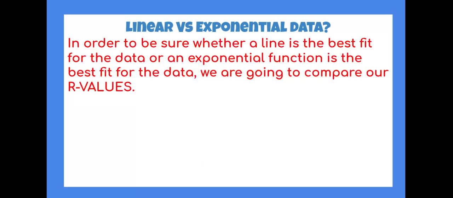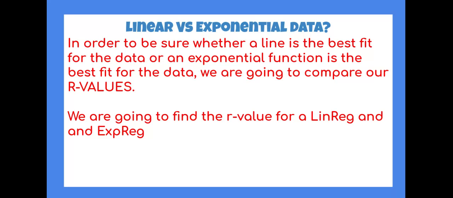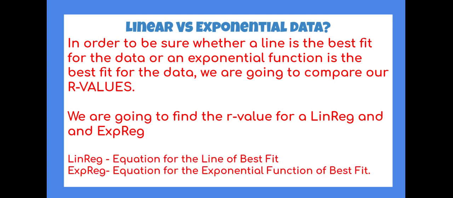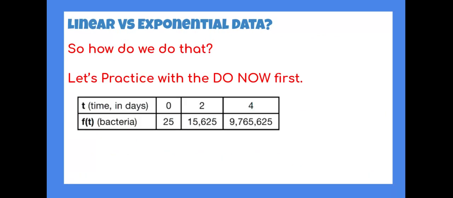So in order to be sure whether a line is the best fit for the data or an exponential function is the best fit, we have to compare the R values. We're going to find the R value for a lin reg and for an exponential reg. Those are what the calculator calls them, but they really just mean lin reg is the equation for the line of best fit, and the exponential reg is the equation for the exponential function of best fit. So how do we do that?